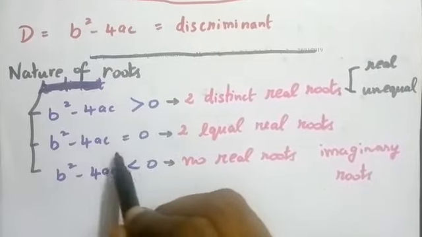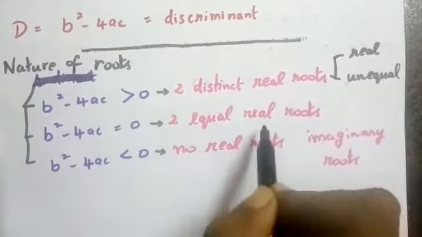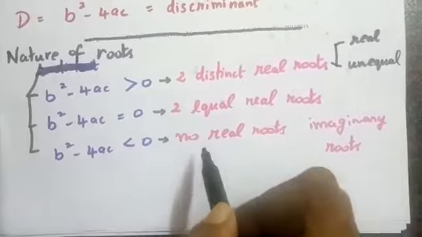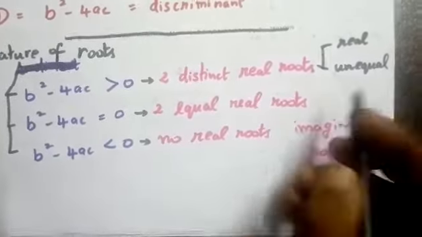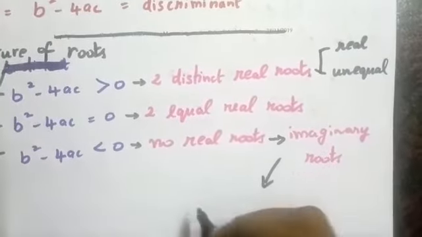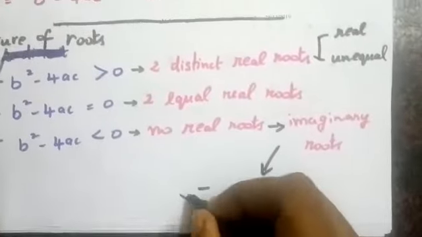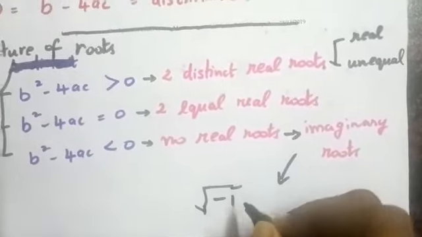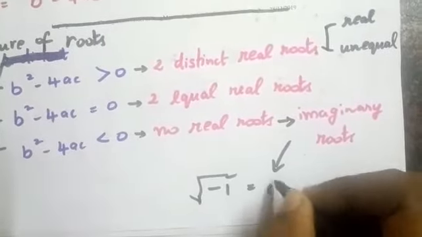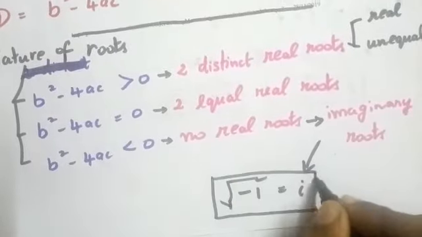Whereas if b square minus 4ac is equal to 0, it says that these are two equal real roots. And if b square minus 4ac is less than 0, these are not real roots. These are called imaginary roots. You call it imaginary because imaginary numbers are nothing but numbers with a minus under a square root. For example, root of minus 1 has no real value, so it's called an imaginary root, and it is equal to i. We'll get to know more about it in the upcoming chapters.